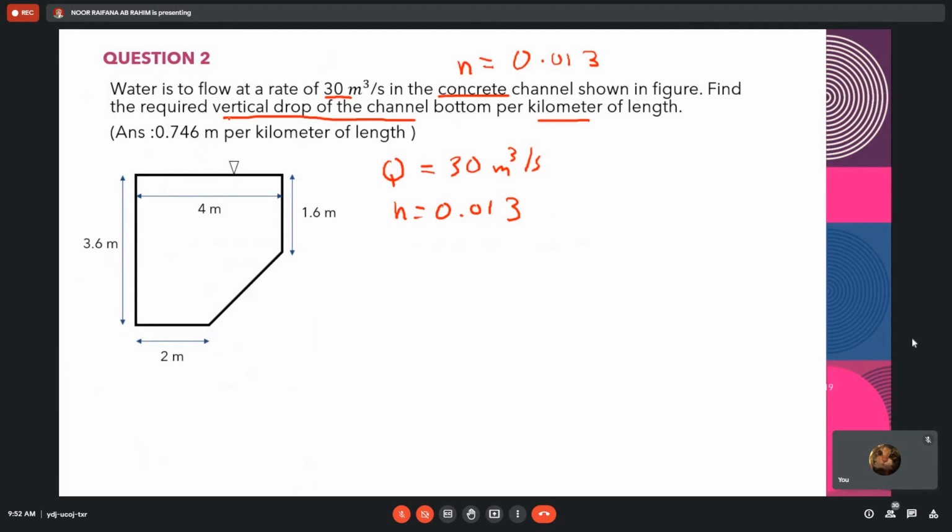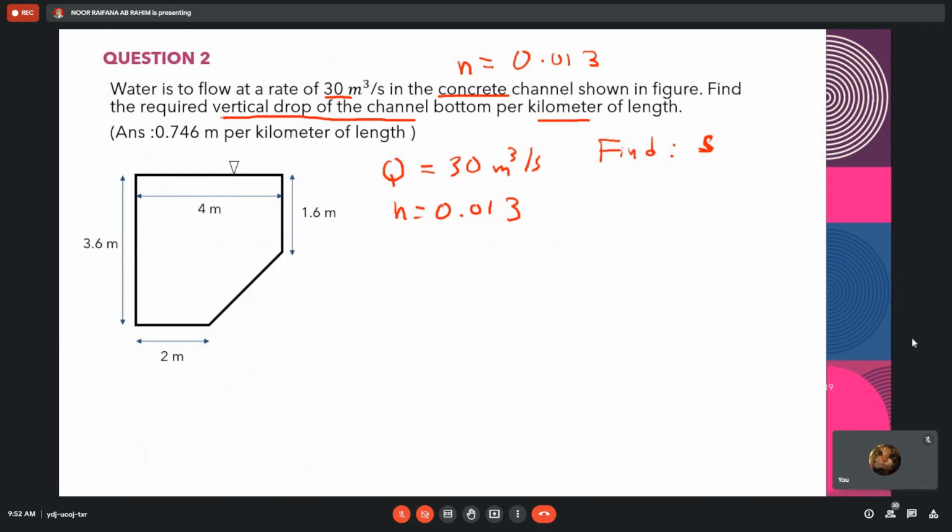So maksudnya vertical drop ni kita nak calculate, find dia punya slope. Vertical drop. Maksudnya slope, macam mana kecerunan the channel. So kita nak calculate dia punya S. Okay, so katalah you have no idea how to start. Macam mana nak start jawab ni, blur, tak tahu nak pakai equation apa.